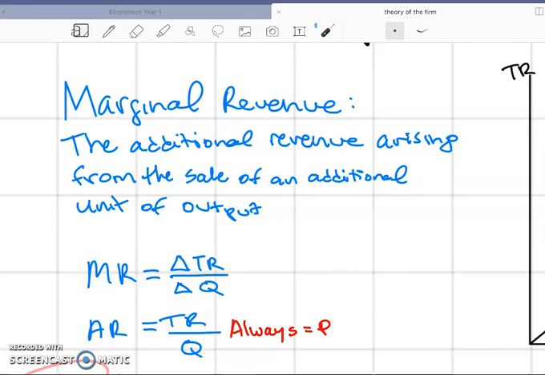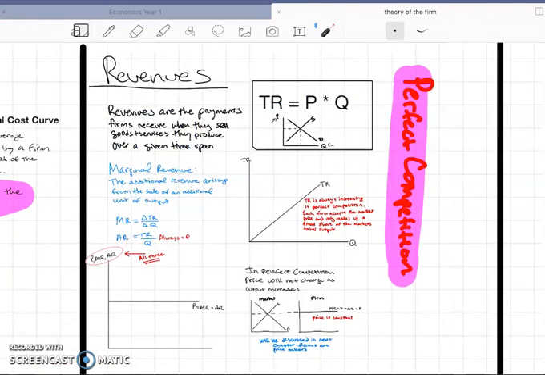When it comes to average revenue, there's a little bit of a quirk, and that's that our average revenue is always going to be equal to our price. And we can say this is true because without any form of price discrimination, in other words, if the producer is selling the product for the same price to all of its consumers, then the average revenue times the quantity is equal to our total revenue, which is the same thing as saying that our average revenue is always the price.